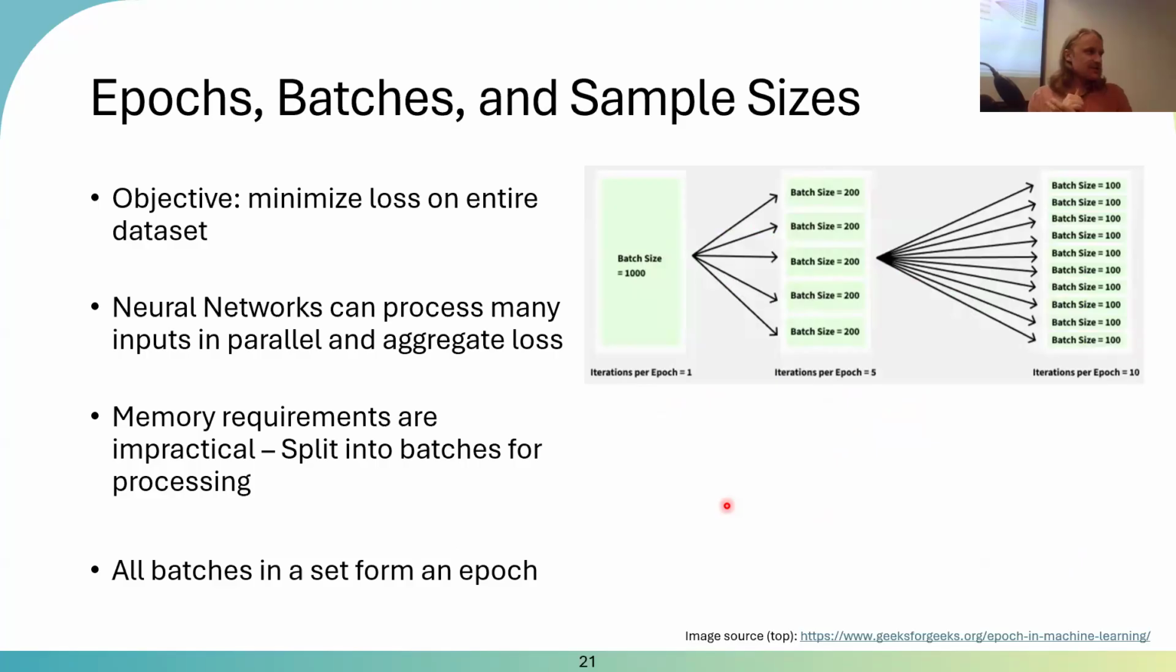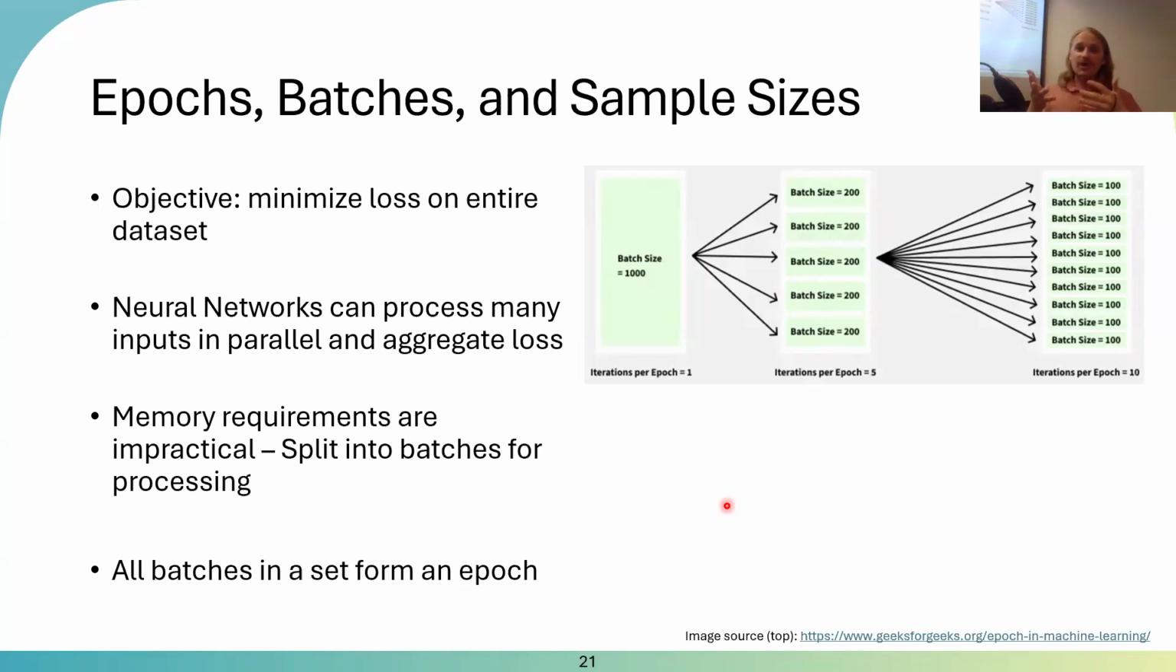Now, there are some practical considerations about how exactly we feed this data to the network. How much data do we give it at a time? You might think our overall objective is, of course, to minimize the loss on an entire data set, because we care about all the data. Otherwise, why would we have it in the first place? So we want it to be minimized across all of it.